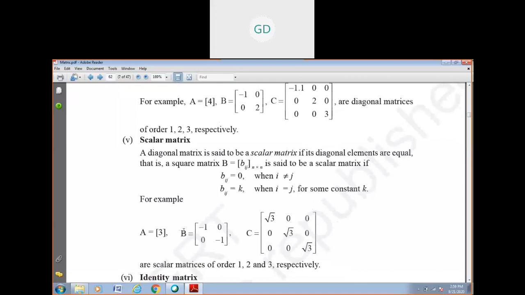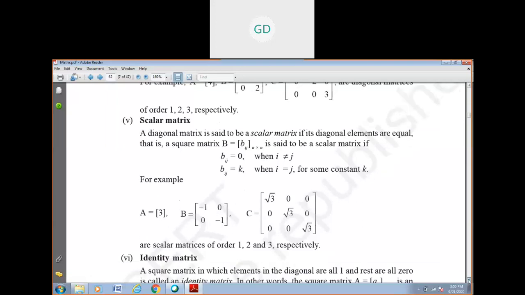In this example of order 2, the diagonal elements are -1 and the non-diagonal elements are 0, so it is a diagonal matrix, and the diagonal elements are constant, that is -1 here. So it is a scalar matrix of order 2, and similarly the matrix of order 1 with element 3 is also a scalar matrix.